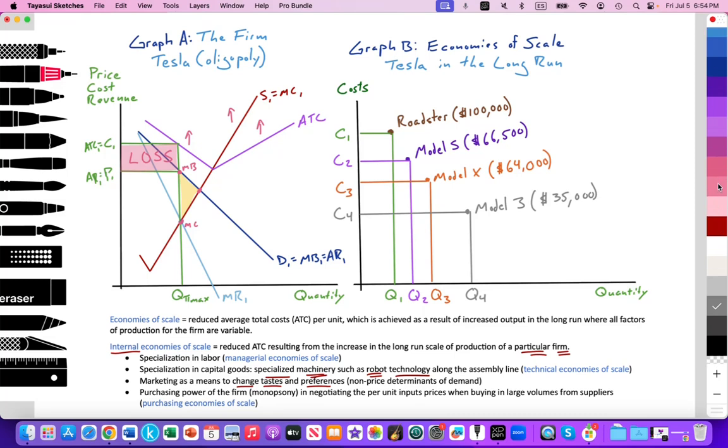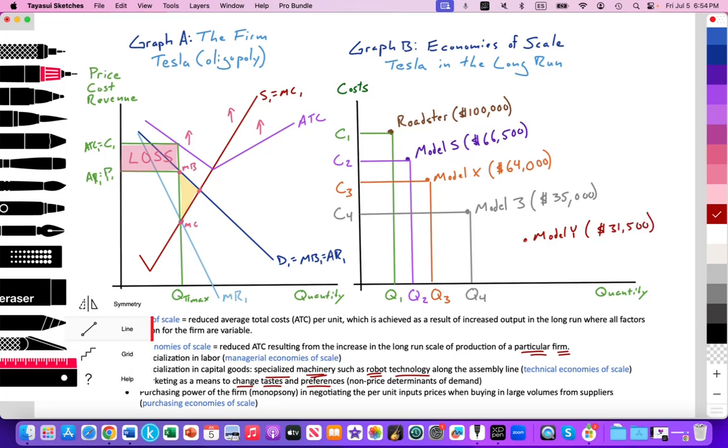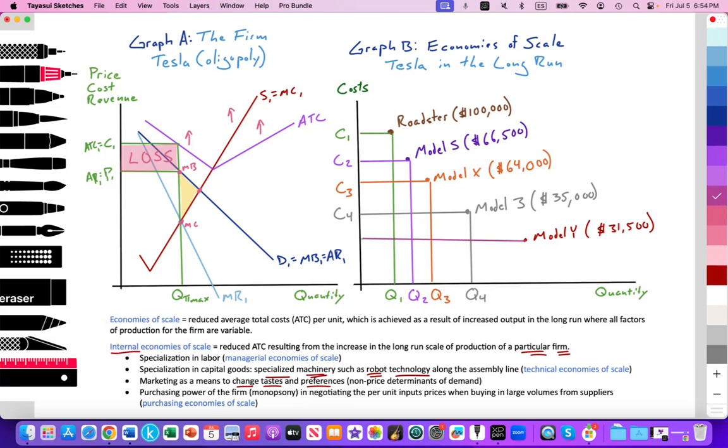Then finally we get to the Model Y. What color should I choose? Perhaps I'll choose red. Here we get to the Model Y. And that's priced at about $31,500. And that's a reflection of its cost. Let's choose this. So reduced cost at C5 due to the vast volume of output, 300,000, 400,000 cars produced per quarter. So here we have Q5.